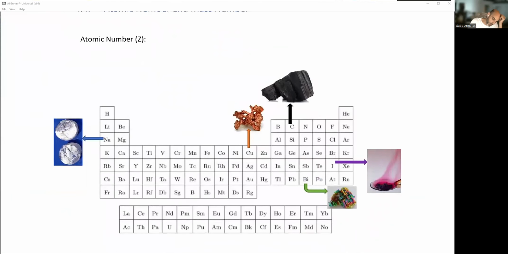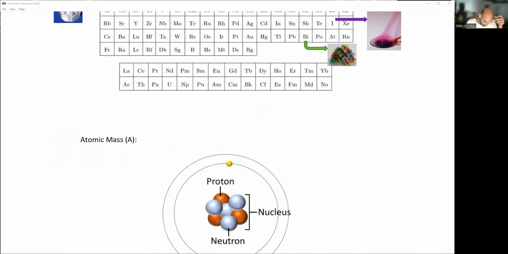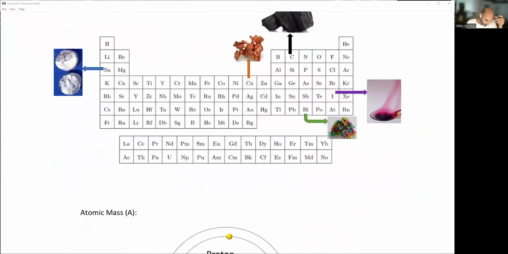So atomic number Z is, first of all, the number of protons in the nucleus. And most importantly, it defines the element. Okay, so we don't have numbers on this one, but we will on the next couple.